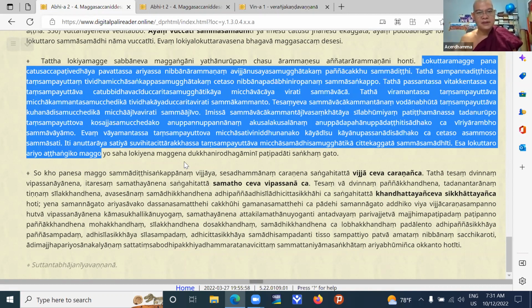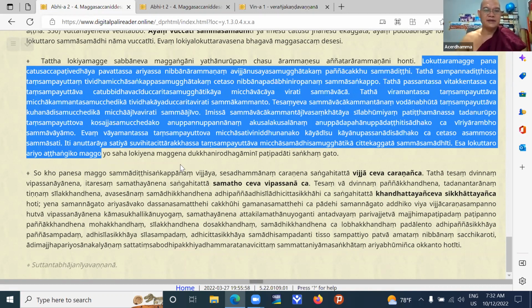Now, we will say, the Dukkha Nirodha Gamini Patipada. The Patipada, the way leading to the cessation of suffering, refers to the eight Maggangas, the Eightfold Noble Path. These Eightfold Noble Paths are not only Lokuttara, but also Lokiya. Lokiya Eightfold Noble Paths here.